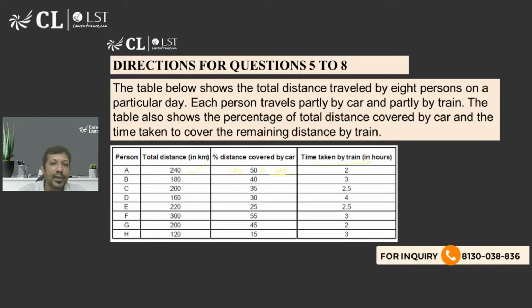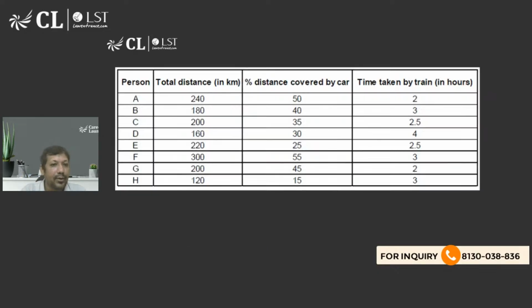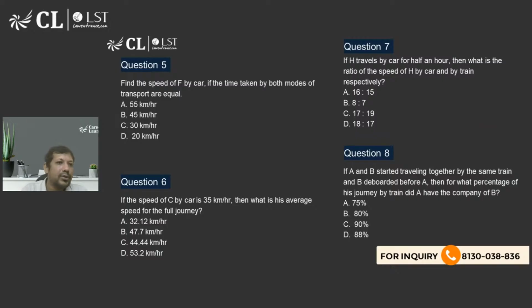Now the time taken by train is given to us as this. So remember this, I can definitely calculate the speed of the train because the time taken is 2 hours and the distance traveled is 120. So the speed of the train is going to be 60. This is what I can calculate. This is what is given to us. Apart from this, we don't have anything. So let's do the questions.